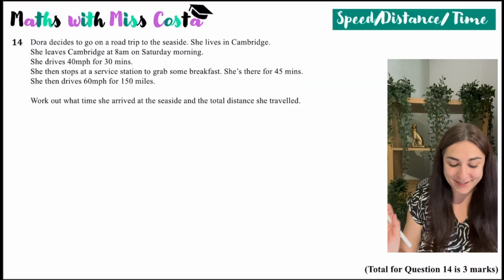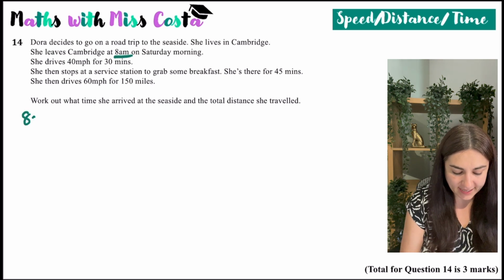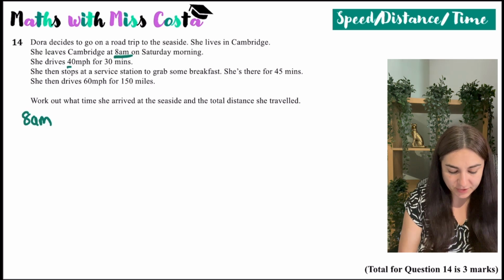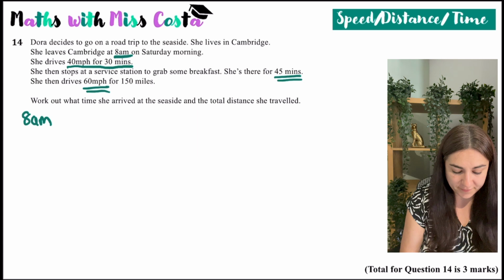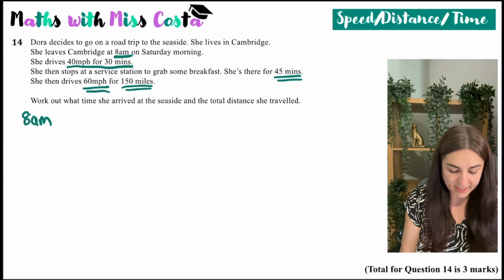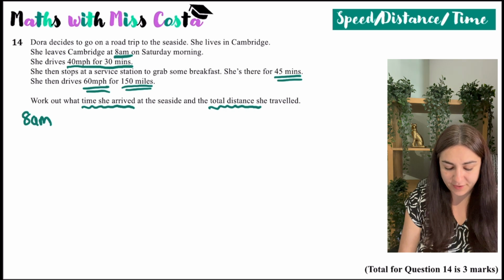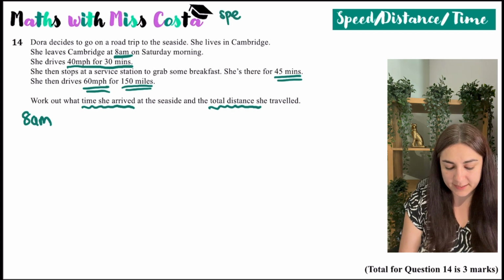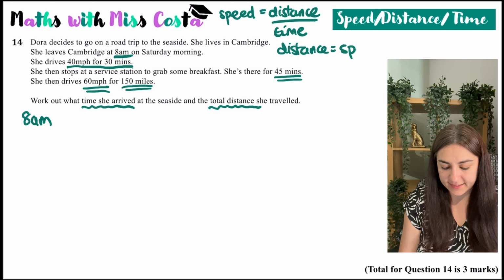Okay, so Dora decides to go on a road trip to the seaside. She lives in Cambridge. She leaves Cambridge at 8 a.m. on the Saturday morning. She drives 40 miles per hour for 30 minutes, stops at a service station to grab some breakfast. She's there for 45 minutes, then drives 60 miles per hour for 150 miles. I need to work out what time she arrived and the total distance she travelled. So what's the formula for speed, distance and time? Speed equals distance divided by time, and therefore distance is speed times time, and so forth.